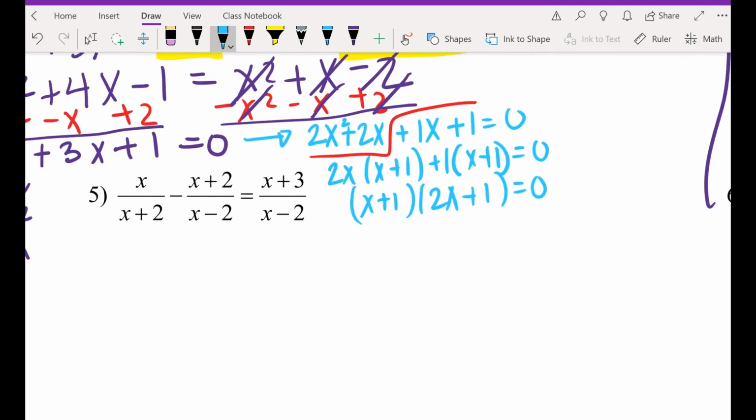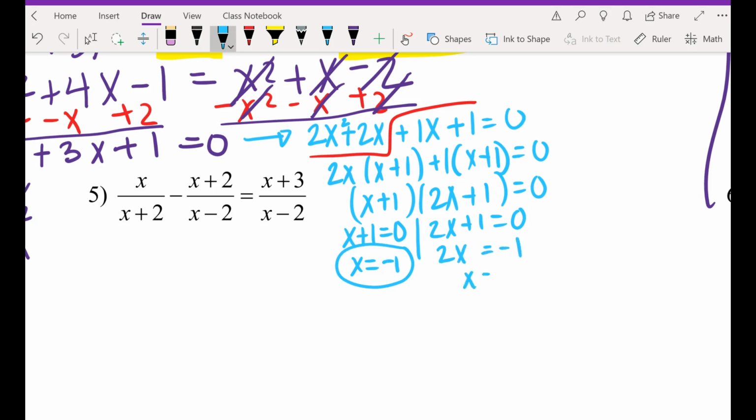Then set each part equal to 0. x plus 1 equals 0, and 2x plus 1 equals 0. On the left side, we know that x has to be negative 1. That is nice and easy. Over here, move the 1 over. So now we have 2x equals negative 1. Divide both sides by 2, so x is negative 1/2.